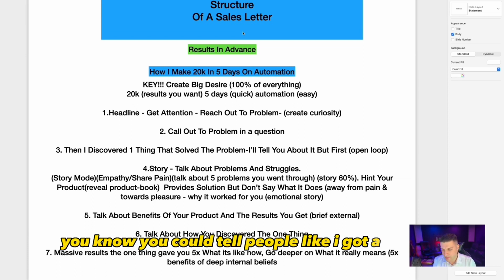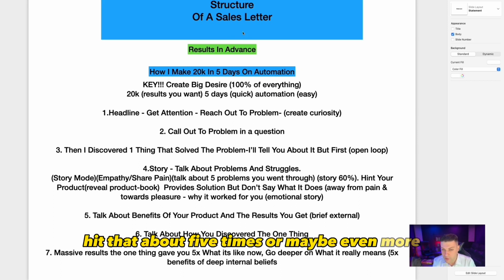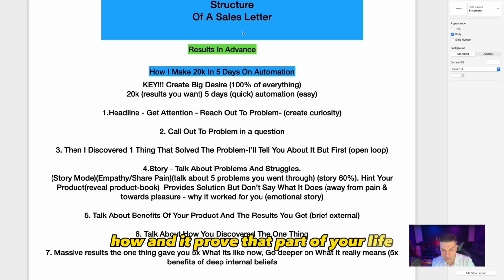Those are really always what are important. You could tell people, oh, I got a new car, I got a new house, and this and that. They don't really care. But in people's minds, what really matters to them is the internal belief. So that's why you go 5 times on the deep internal beliefs. You talk about how it changed your marriage, how you're a better parent, how you could provide for your family. It's super important to hit that about 5 times or maybe even more, how it improved that part of your life. This is all the story right now, what we're telling.